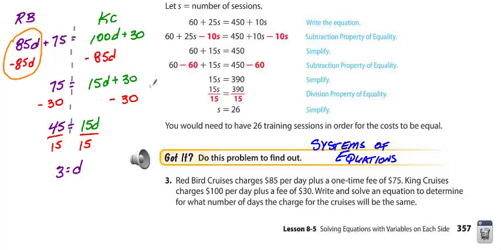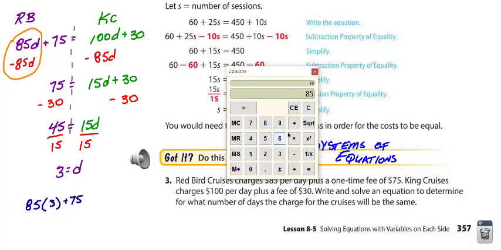So we know if you go on the cruise for 3 days, you will end up with the same price for each. Let's make sure that's true. If you had $85 a day for 3 days plus 75, you would have 85 times 3. You'd be spending $255 for the day part plus 75, $330.